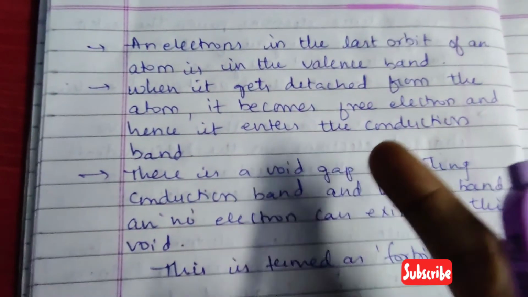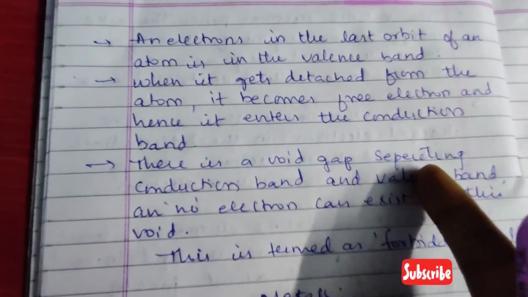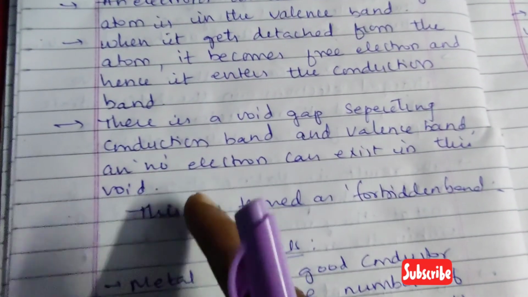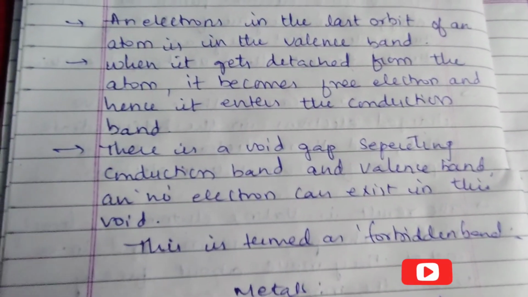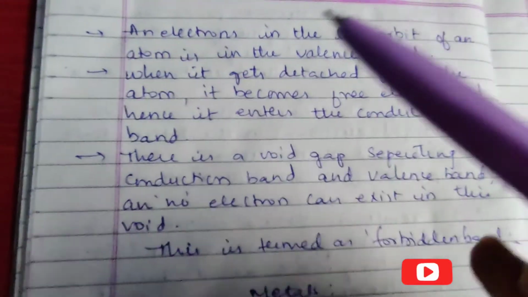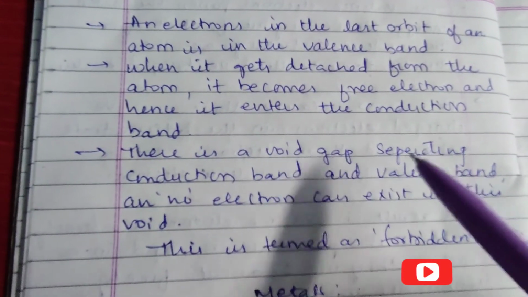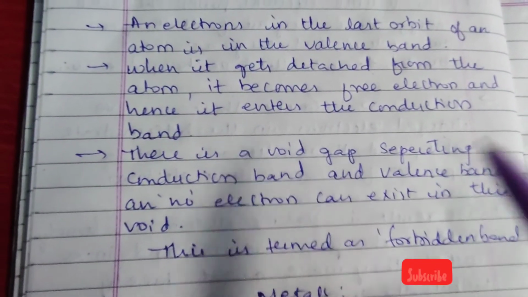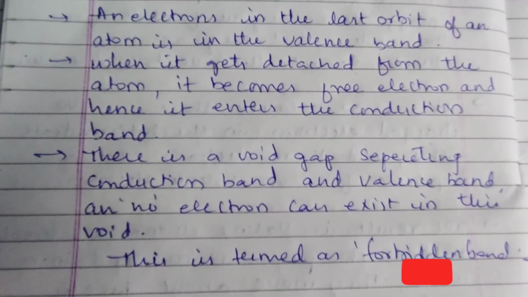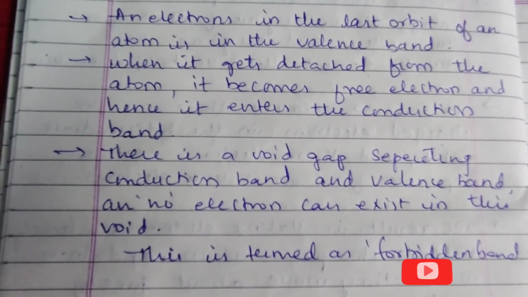When it jumps from here, there will be some gap, right? The gap separating the conduction band and valence band, where no electron can exist, is called the forbidden band. When that electron jumps to the conduction band, another electron cannot fill that place exactly, so there is a void gap. That void gap is called the forbidden band. I hope it's clear what is meant by conduction band and forbidden band.